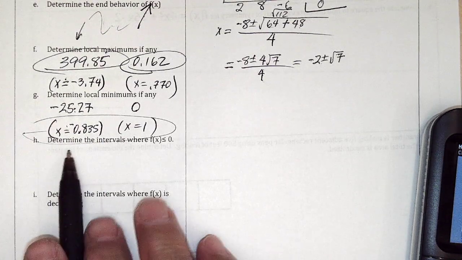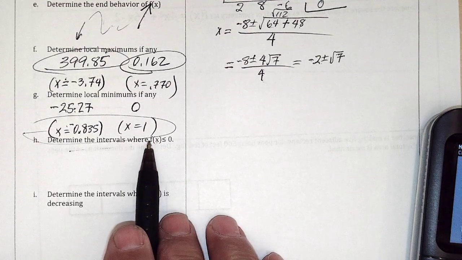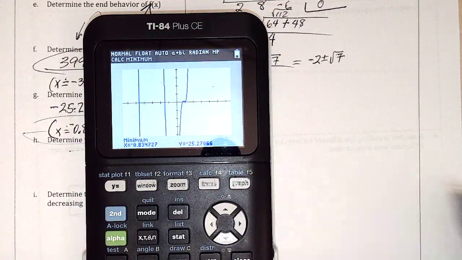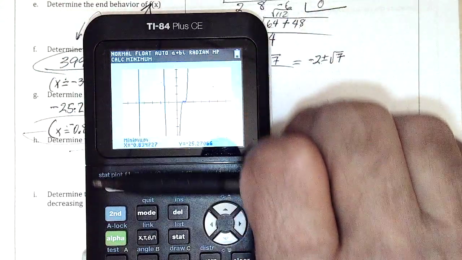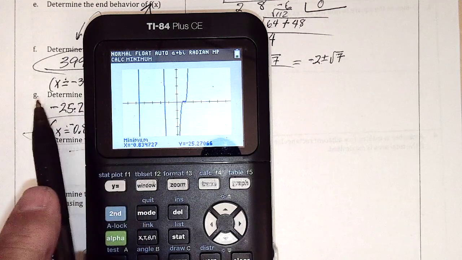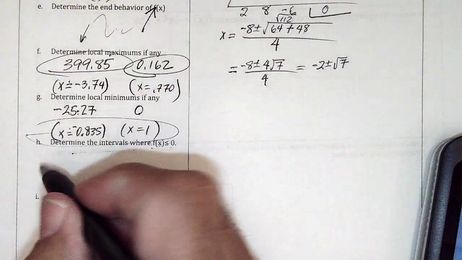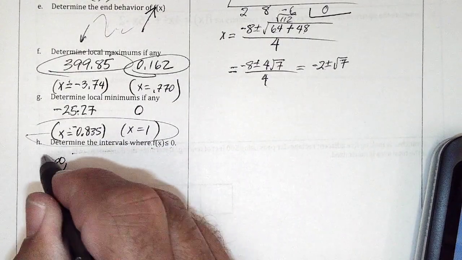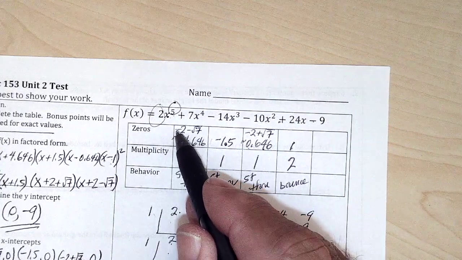Now, this says determine the x's where the y's are less than or equal to 0. Well, if this goes up and down, all of this, the y values are less than 0. And they happen for all the x values going from negative infinity up to that root. So from negative infinity up to that first one, which was negative 2 minus the square root of 7.